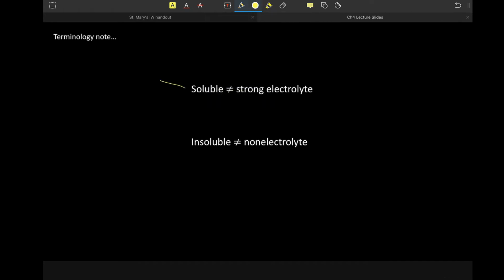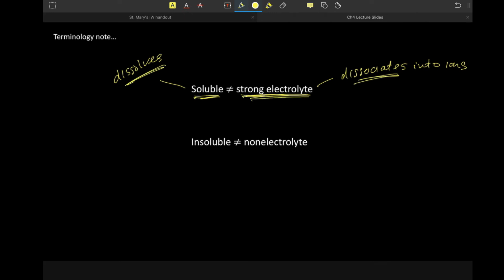When we say that something is soluble, we say that it dissolves, that the solute and the solvent have a shared force of attraction such that they are able to interact with one another. Just because something is soluble does not mean it's a strong electrolyte. Strong electrolyte means that it dissociates into ions and therefore conducts electricity well when it's dissolved in water. Different things. Solubility goes to does it dissolve? Electrolyte goes to does it dissociate into ions? So not the same thing.